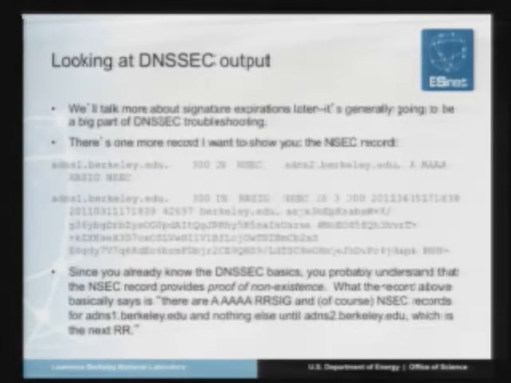The other type of record that we need to look at is the NSEC record, which is used to prove non-existence. What it does is it says, here is the record we're talking about. This is the record in question. Here's the next record in canonical order.